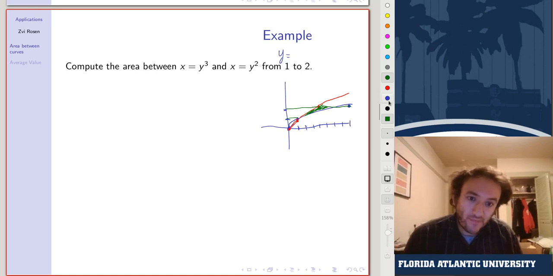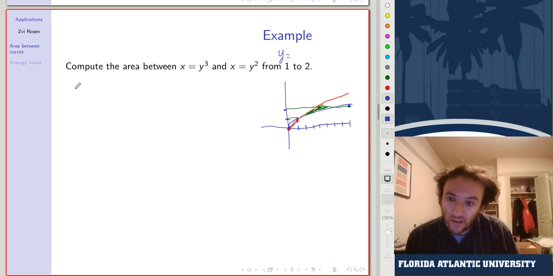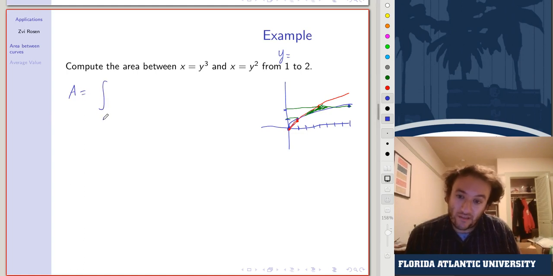So, given that shaded area, we'll note that x equals y cubed is larger in that interval. So our area is given by the integral from 1 to 2 of y cubed minus y squared dy.